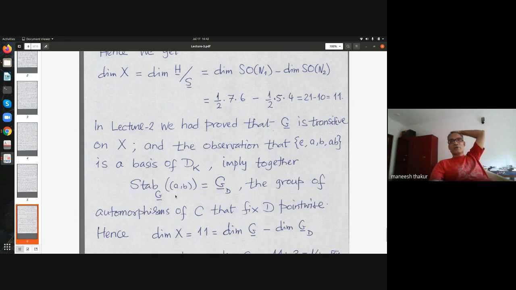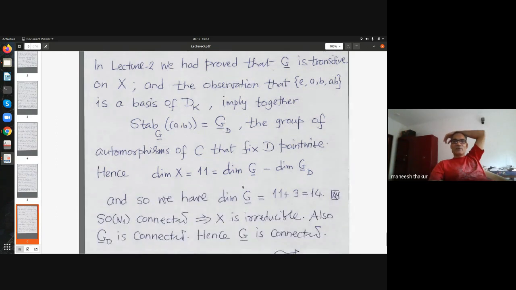We computed the stabilizer of this pair in the automorphism group, that is just G lower bar D, the group of automorphisms which fix D pointwise. That gives me this equation: the dimension of X is 11 on one hand, and on the other hand, dimension G lower bar minus dimension G lower bar D, which is three-dimensional. So the dimension of G lower bar is 14, therefore.